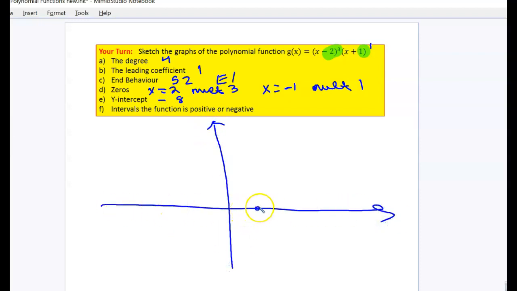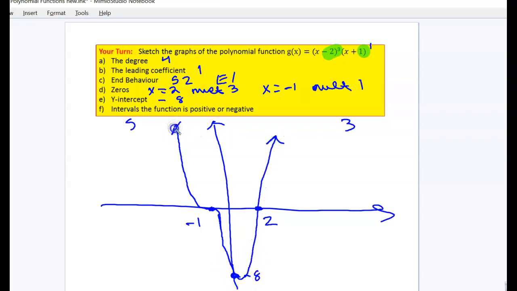Again, I have a 0 at 2 and a 0 at negative 1. I have a y-intercept of negative 8. You know the graph starts there and ends here. So it comes down to negative 1 where the multiplicity is 3. It's a bump in the squiggle. Then it's got to come down through negative 8, turn around, and come back up through 2. Because the multiplicity is 1, the graph goes straight through there.